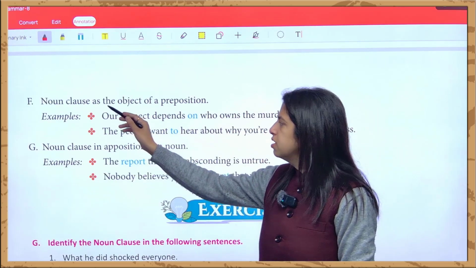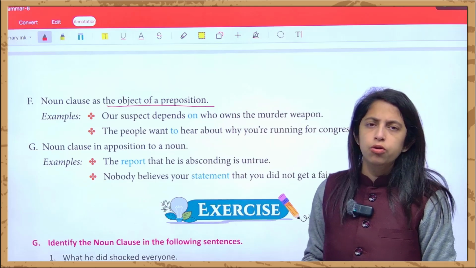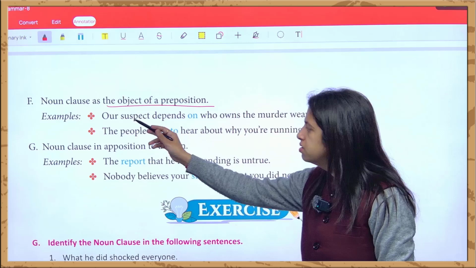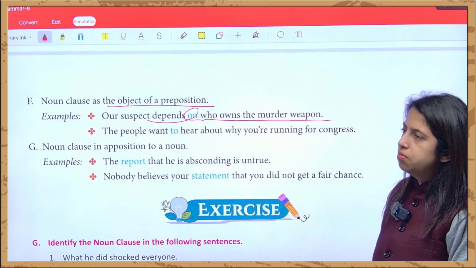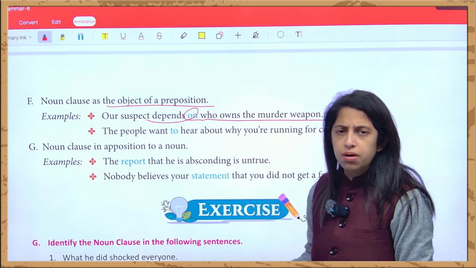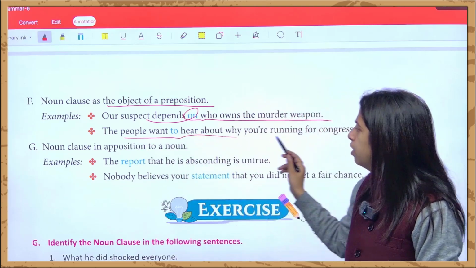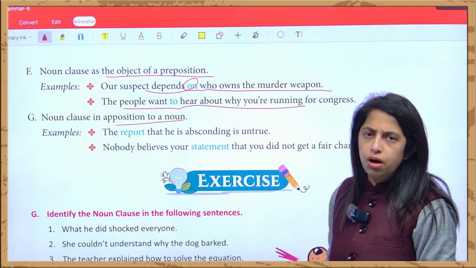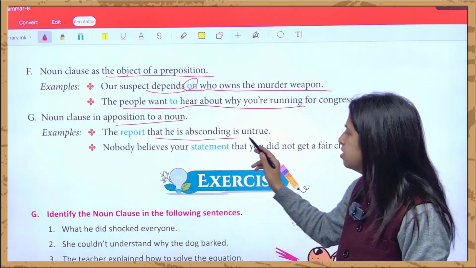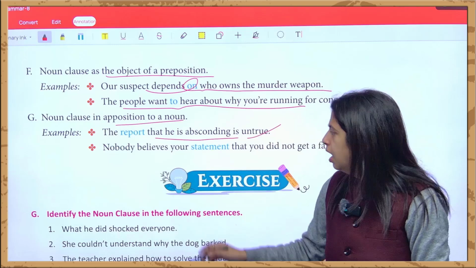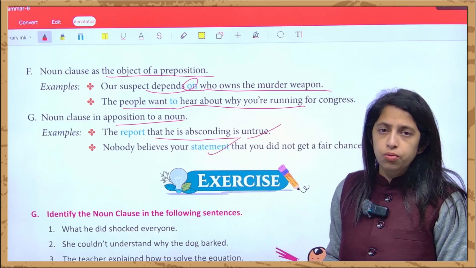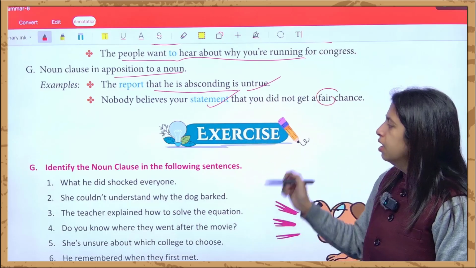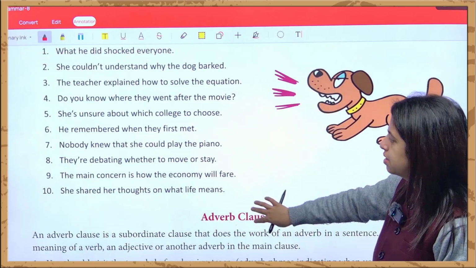Now, noun clause as the object of the preposition. We all know preposition is the word that tells the relation. Our subject depends on who owns the murder weapon. ये murder weapons क्या हैं? The people want to hear about why you are running for Congress. Noun clause in apposition to a noun. The report that he is absconding is untrue, right? And nobody believes your statement that you did. You get a free chance, a fair chance, right? On behalf of this, you have to complete these exercises on your own.